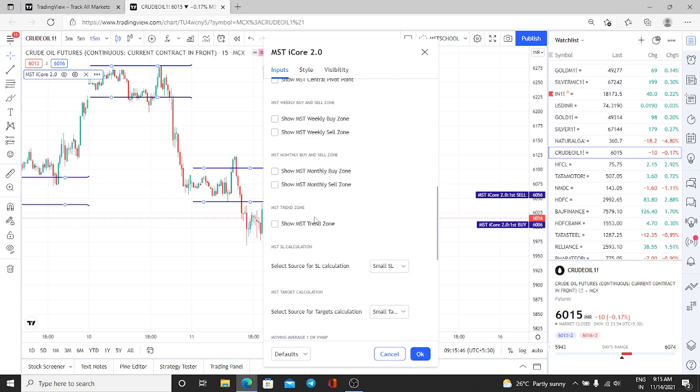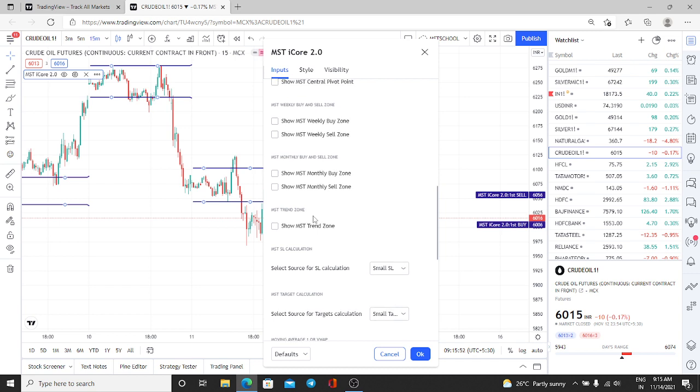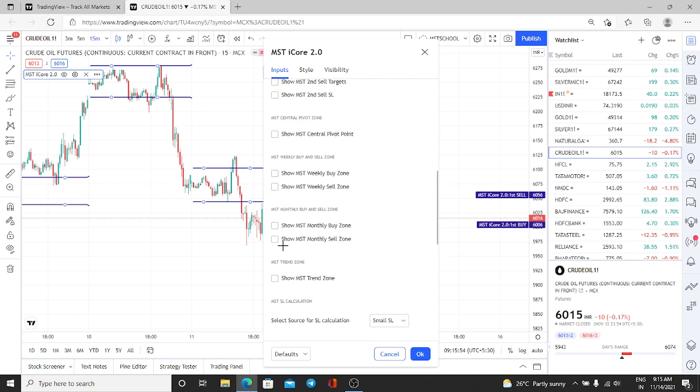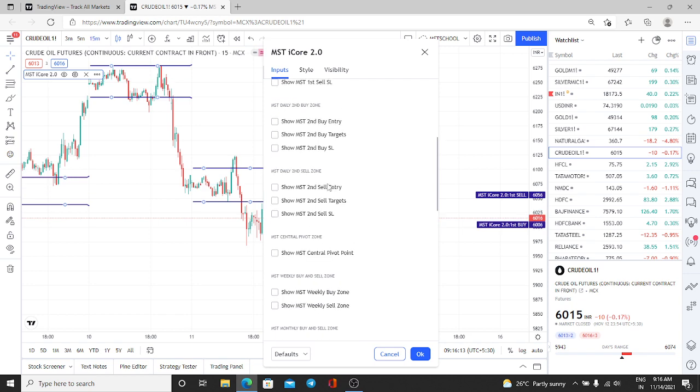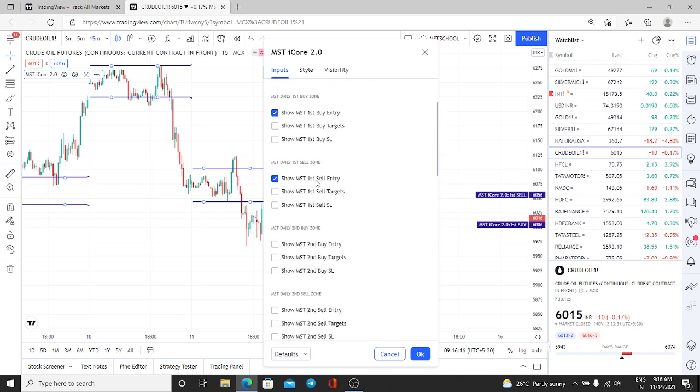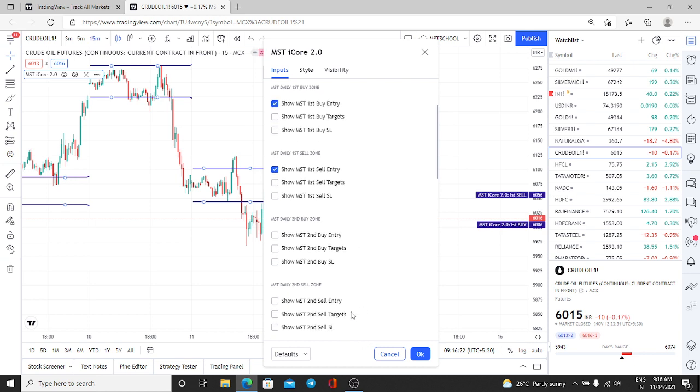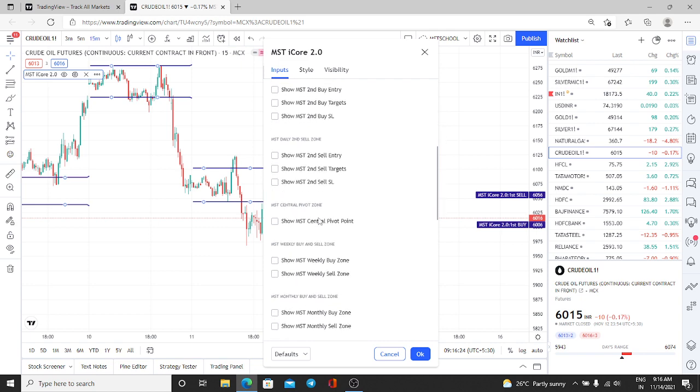And trend zone is used to identify the trend of the market. You can see in 1 hour, 30 minutes, 45 minutes or 4 hours in higher time frame. And monthly buy zone and sell zone will tell you where the market will get reversed. You will see the exact reverse point, and weekly buy zone also you will get. And this central pivot point is the midpoint of the entries. And up to the first four things, first buy, first sell, only these are to be traded with the day time frame.